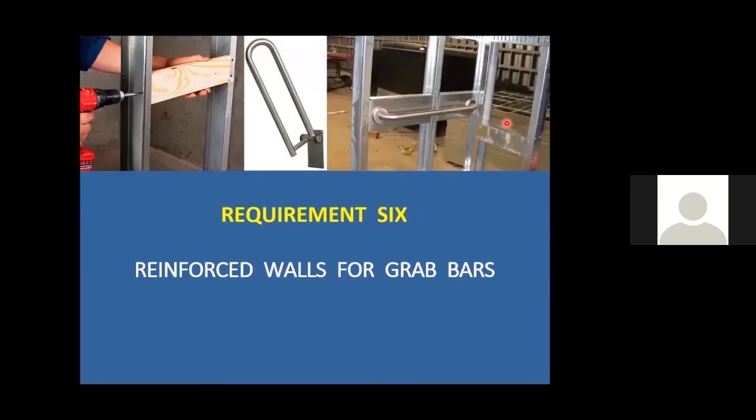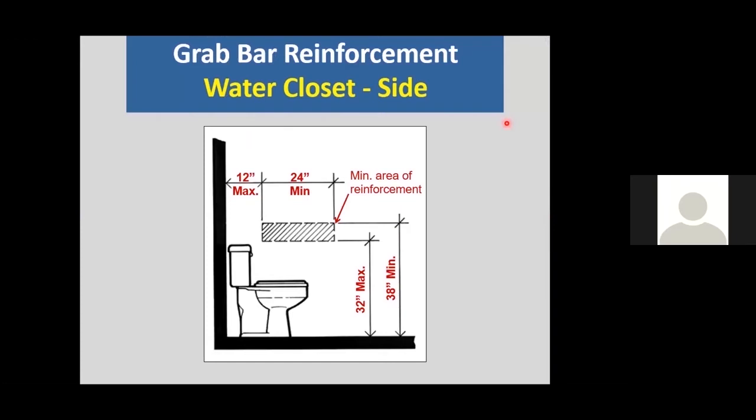Requirement 6 is reinforced walls for the later installation of grab bars. In these adaptable dwelling units, it's not required to have the grab bars installed, but it is required to have reinforcing that will allow for future grab bars.